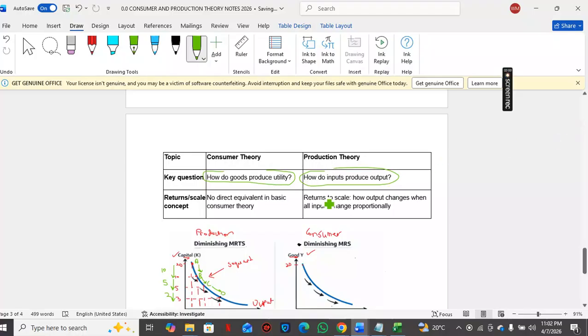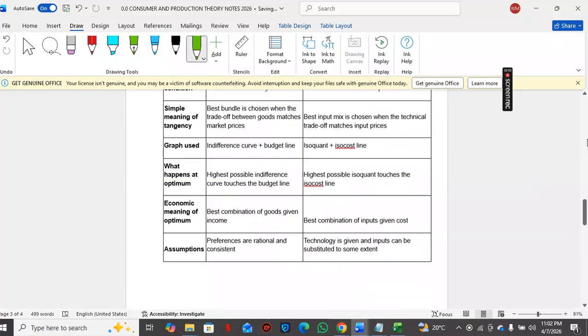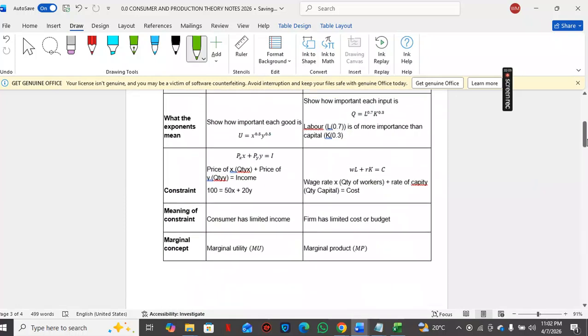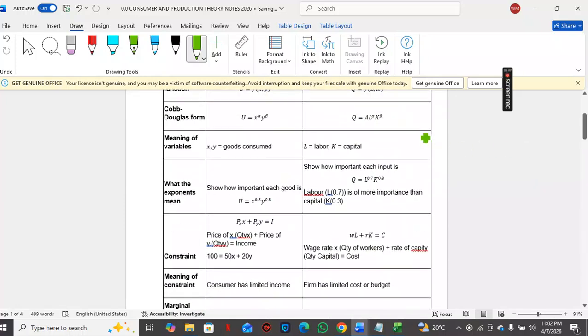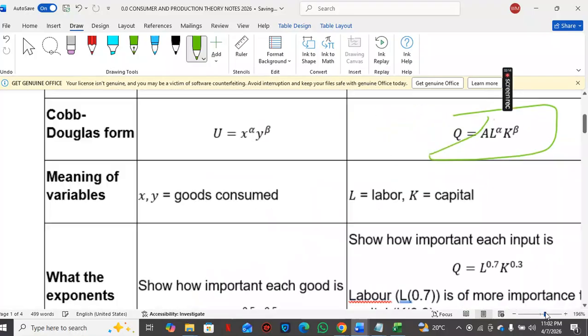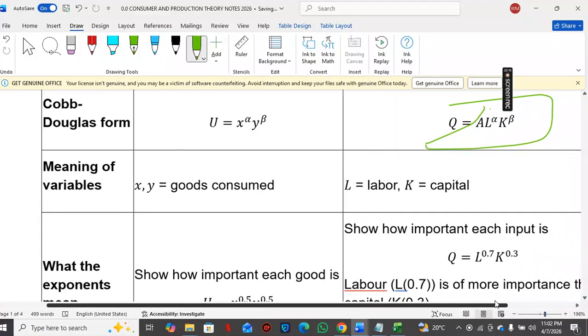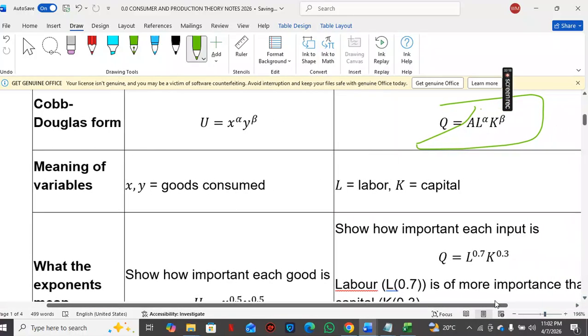And as I said earlier on, returns to scale. When you see a production function like this one with an A, that A represents the scaling factor, which tells you how much your output will increase when you increase or decrease your inputs, labor and capital, by certain amounts.